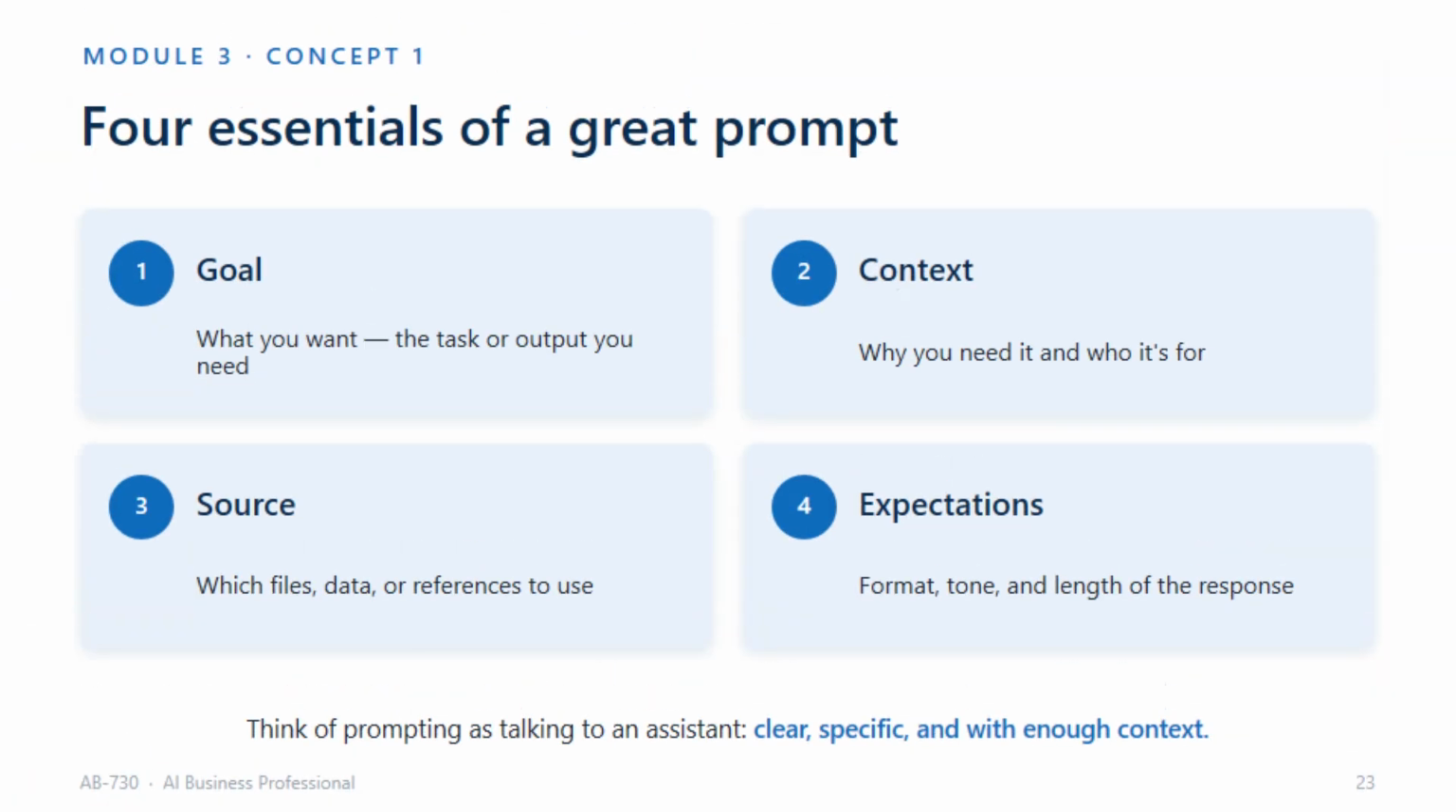A strong prompt contains 4 elements: the goal, what you want; the context, why and for whom; the source, files or data to use; and expectations, format, tone, and length. Communicate clearly and specifically, as if instructing an assistant. These building blocks yield better results.